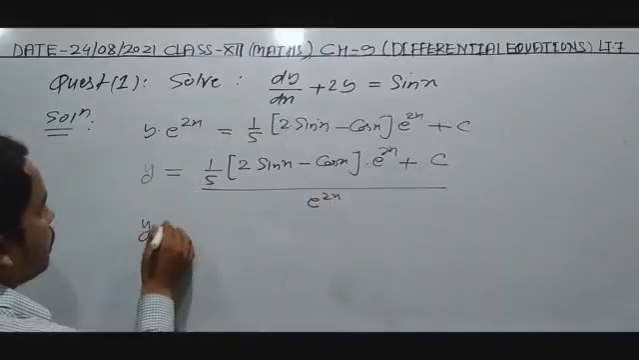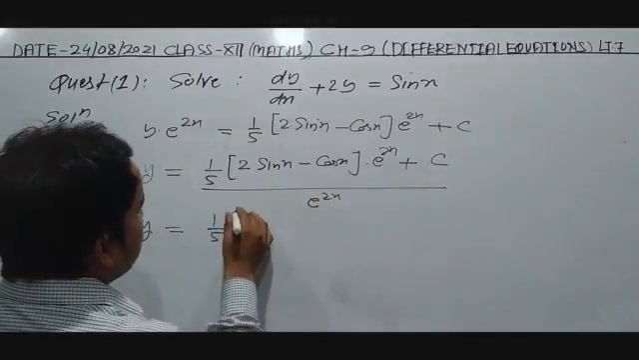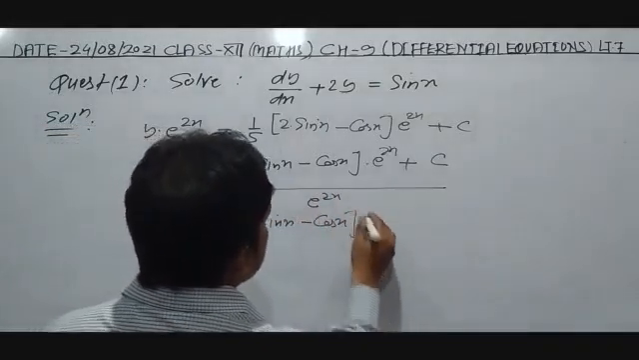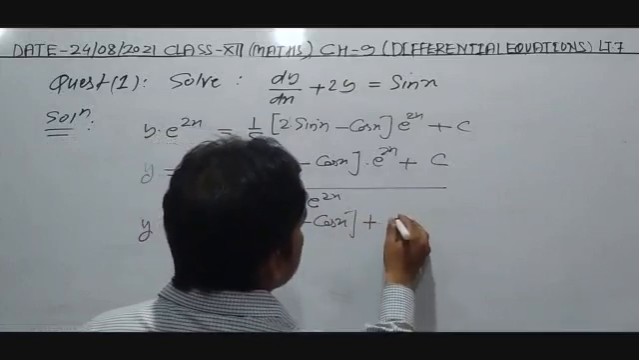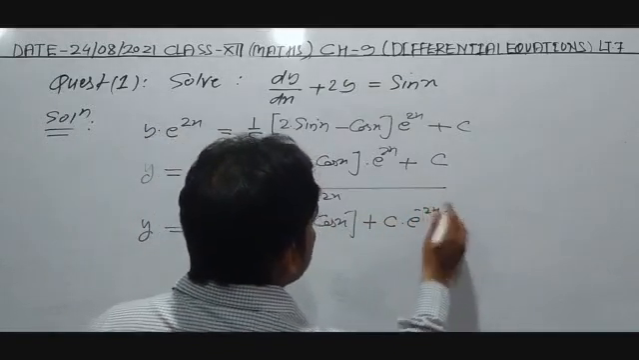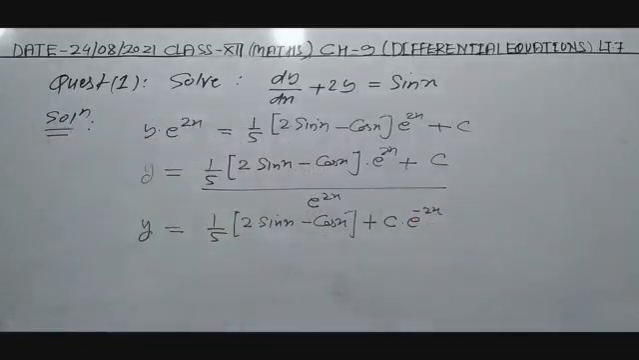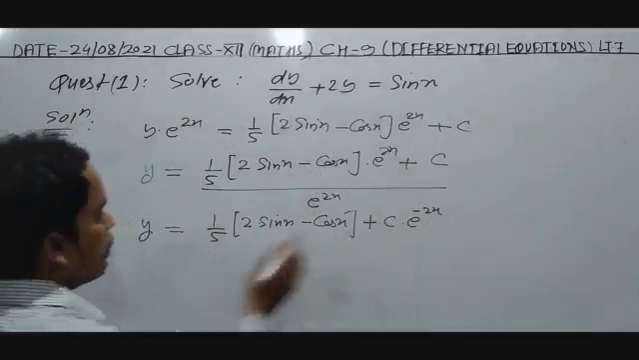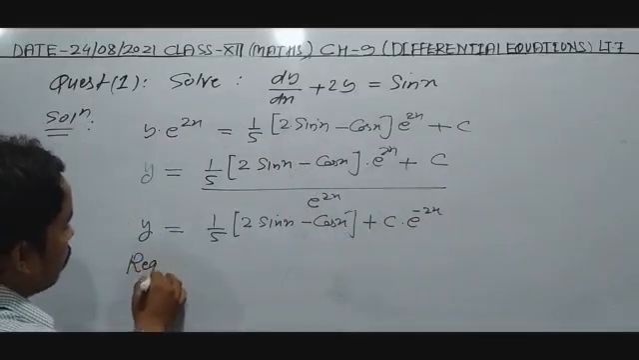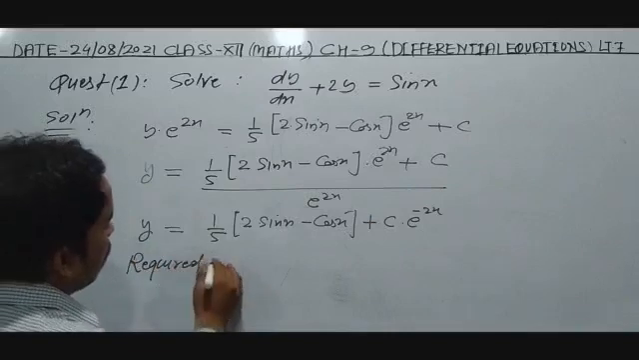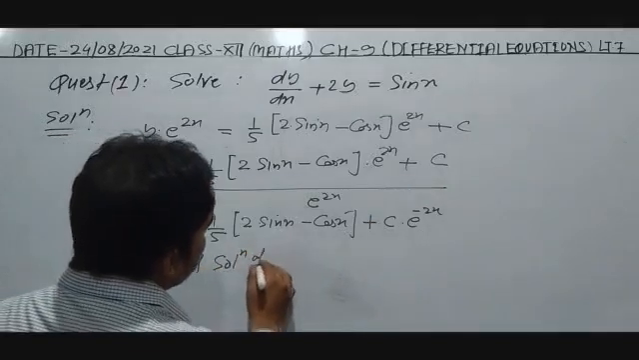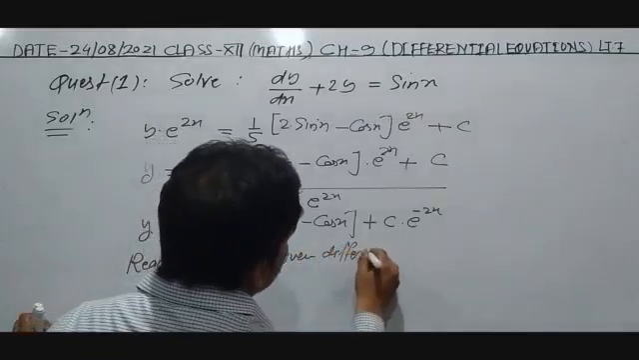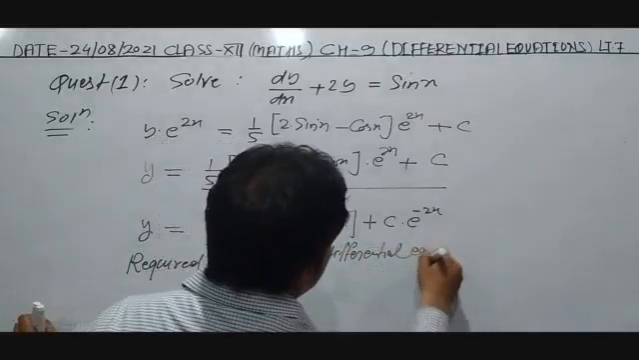And now the result will be y is equal to 1 by 5 times (2 sin x minus cos x), and now plus c times e to the power minus 2x. Now this is the required solution, or required general solution, because this has c. Required solution of the given differential equation. Now this is the answer.